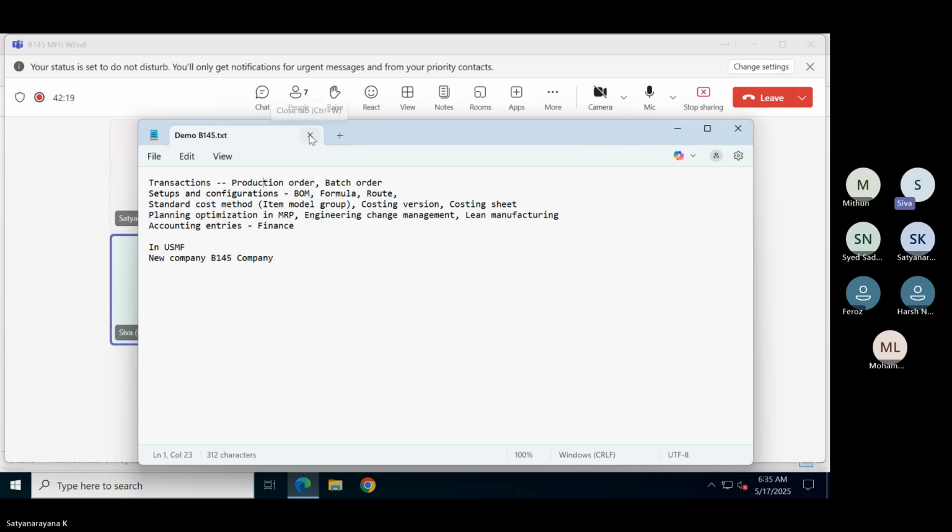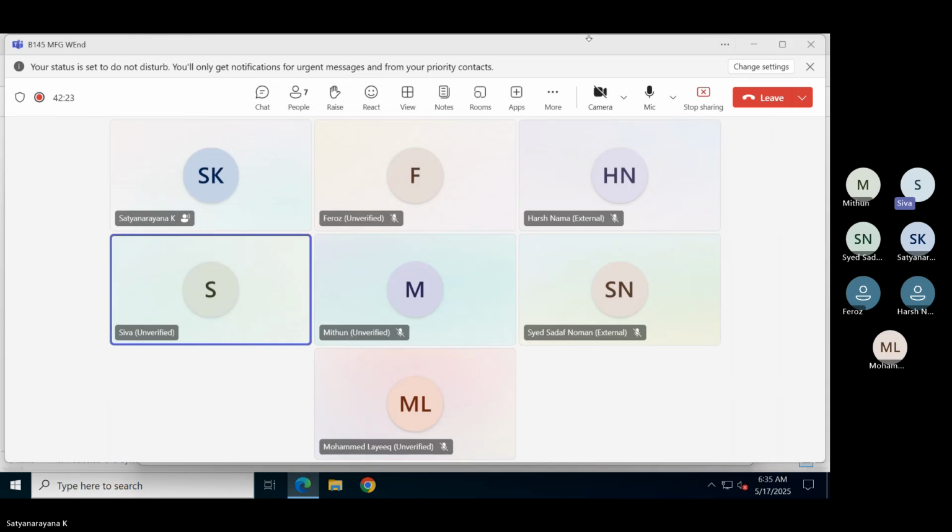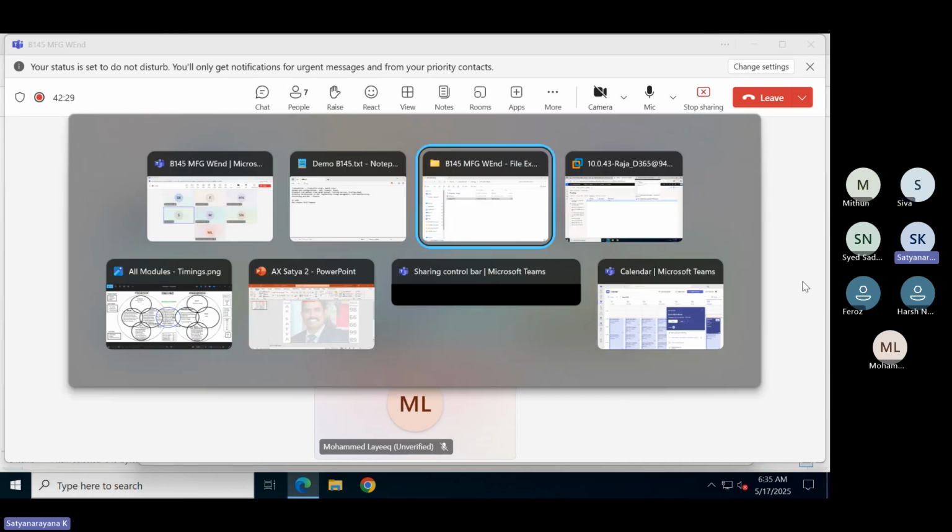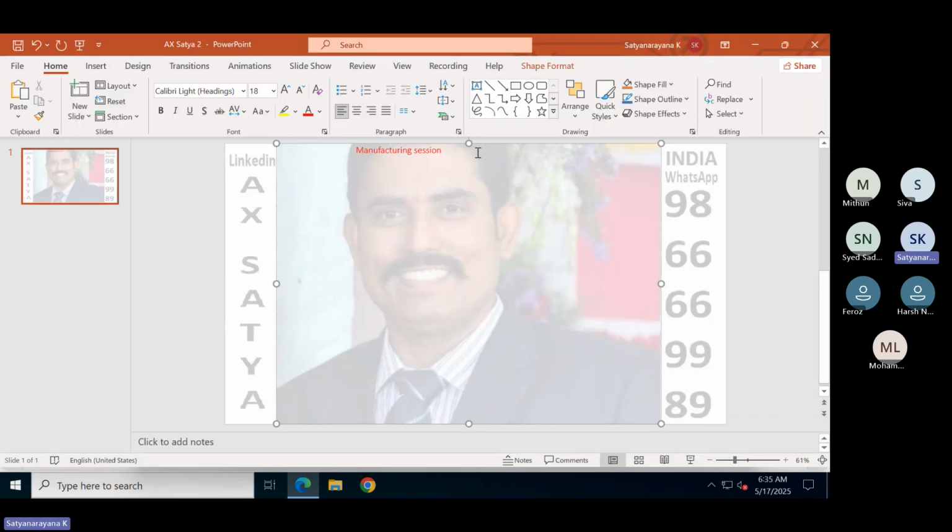Okay, so one more question: in this discrete manufacturing, are we going to cover production flows, Kanbans, these kinds of scenarios? Let me explain first what this is. And then if you have any questions, we'll discuss.